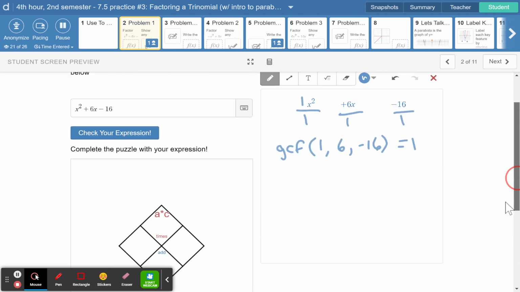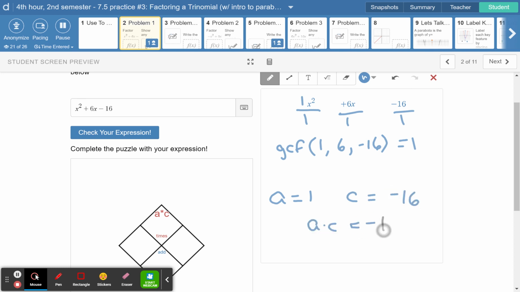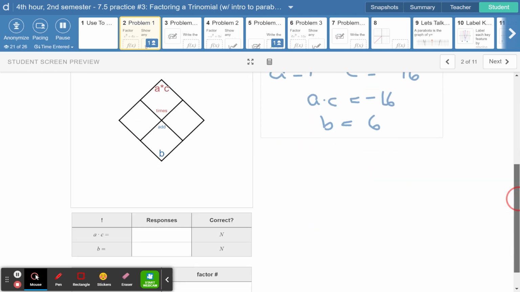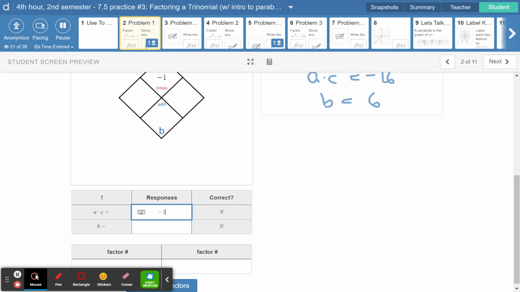So then we have to do our A times C. Our A is 1, our C is negative 16. So A times C gets me negative 16. My B value is going to be 6. Now please use the factor sheet that's on Schoology. It gives you all the different options.